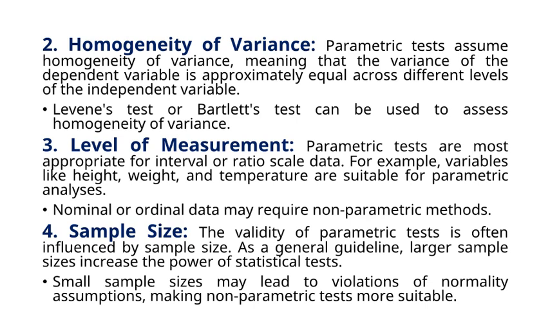3. Level of measurement. Parametric tests are most appropriate for interval or ratio scale data. For example, variables like height, weight, and temperature are suitable for parametric analysis. Nominal or ordinal data may require non-parametric methods.